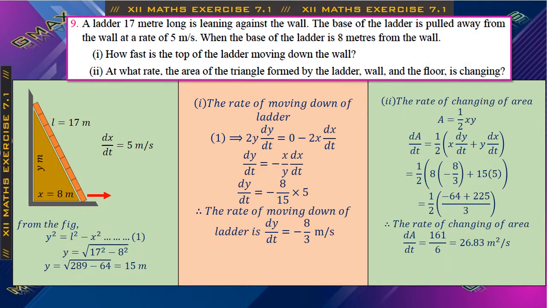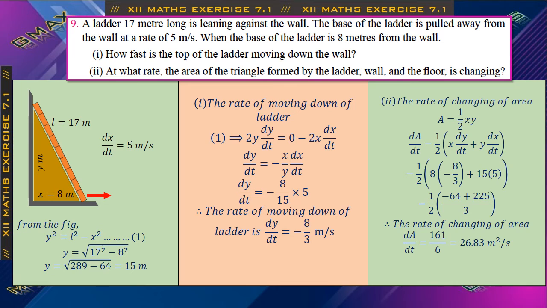Ninth question. A ladder 17 meter long is leaning against the wall. The base of the ladder is pulled away from the wall at the rate of 5 meter per second. When the base is 8 meter, how fast is the top of the ladder coming down? Okay, convert the question into a diagram.